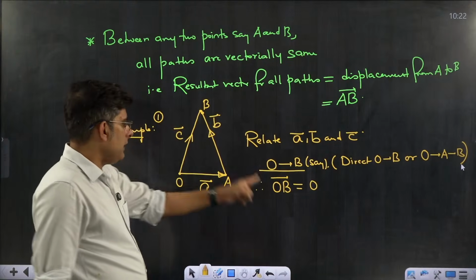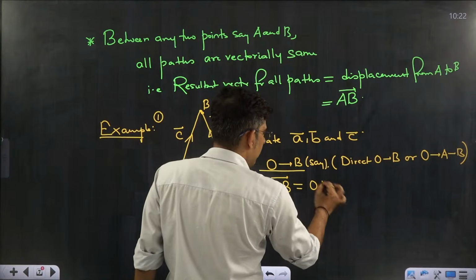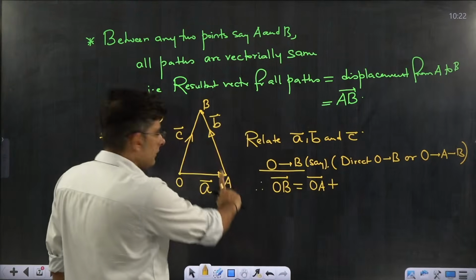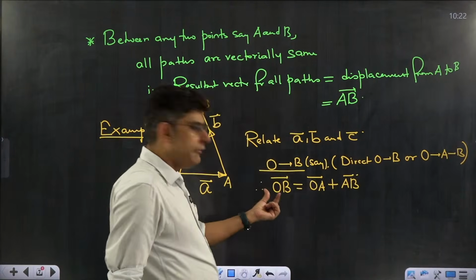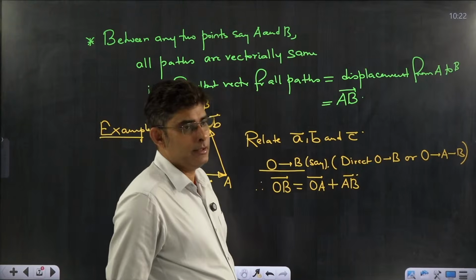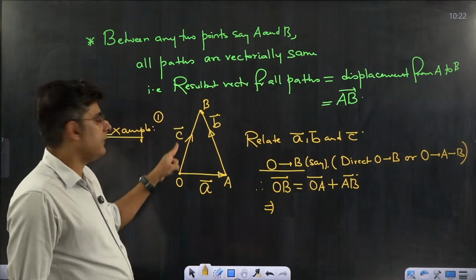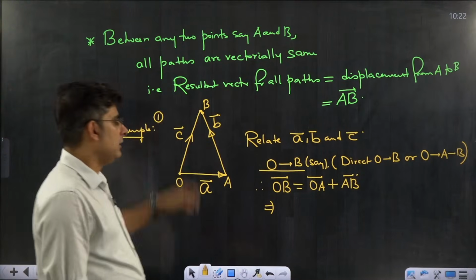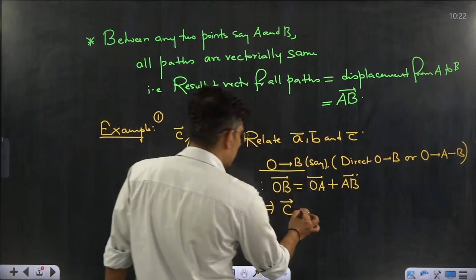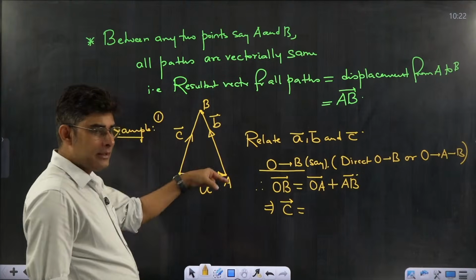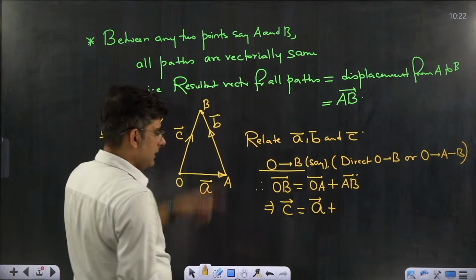If you go O to B, you are writing OB vector. Otherwise, you will first go O to A, so you will write OA vector plus AB vector. That's it. Means OB vector will become the resultant of OA and AB. Now just fill in the blanks. What is OB vector? I have given the name C vector, O to B, can you see? So in place of OB vector, I will write C vector equals to, what is OA vector? You can see here, A vector. What is AB vector? You can see, B vector.